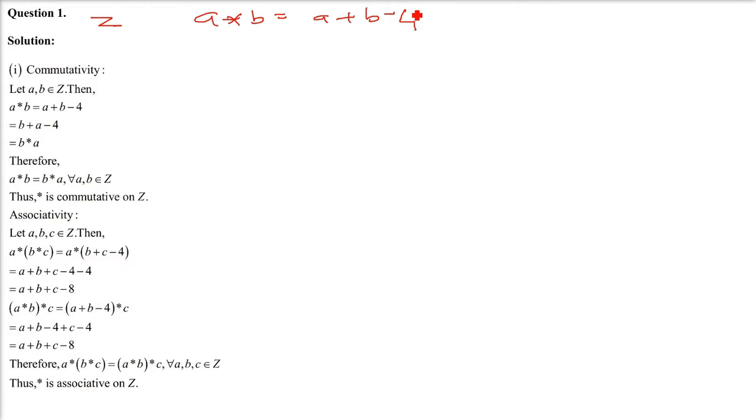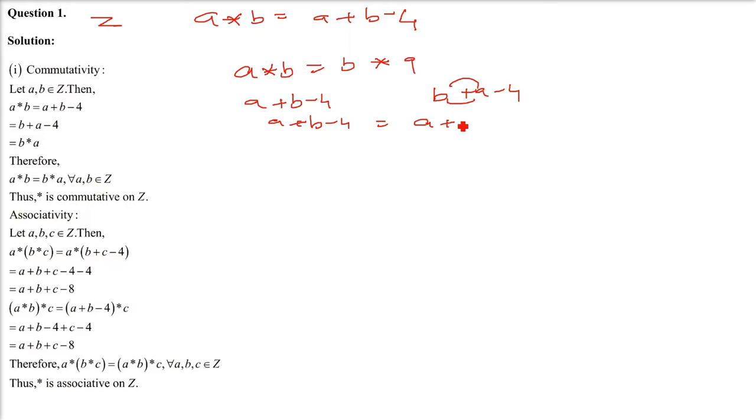This kind of question we have already done because there are 3 parts being asked here. The first is whether this star is commutative or associative or not. What is commutative? Whether A star B equals B star A, that we have to find out. A star B is A plus B minus 4, and B star A is B plus A minus 4. You just replace the positions of A and B, and you get A plus B minus 4. So they both are equal, so star is commutative on Z.